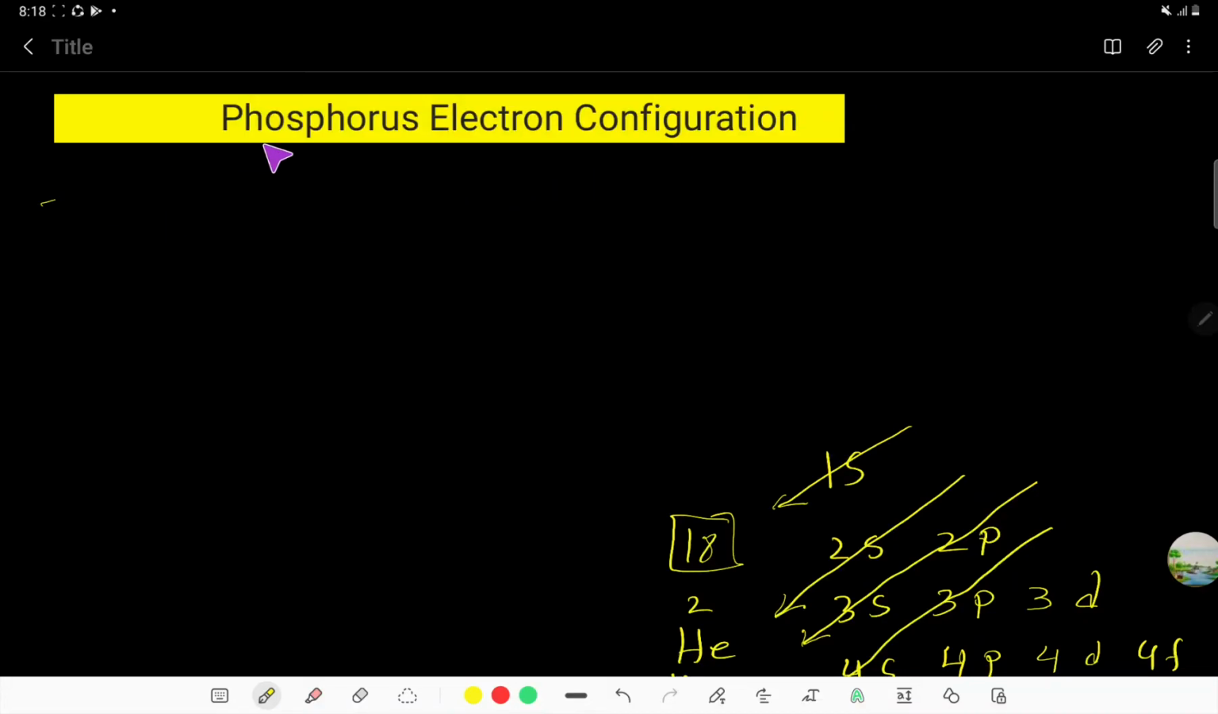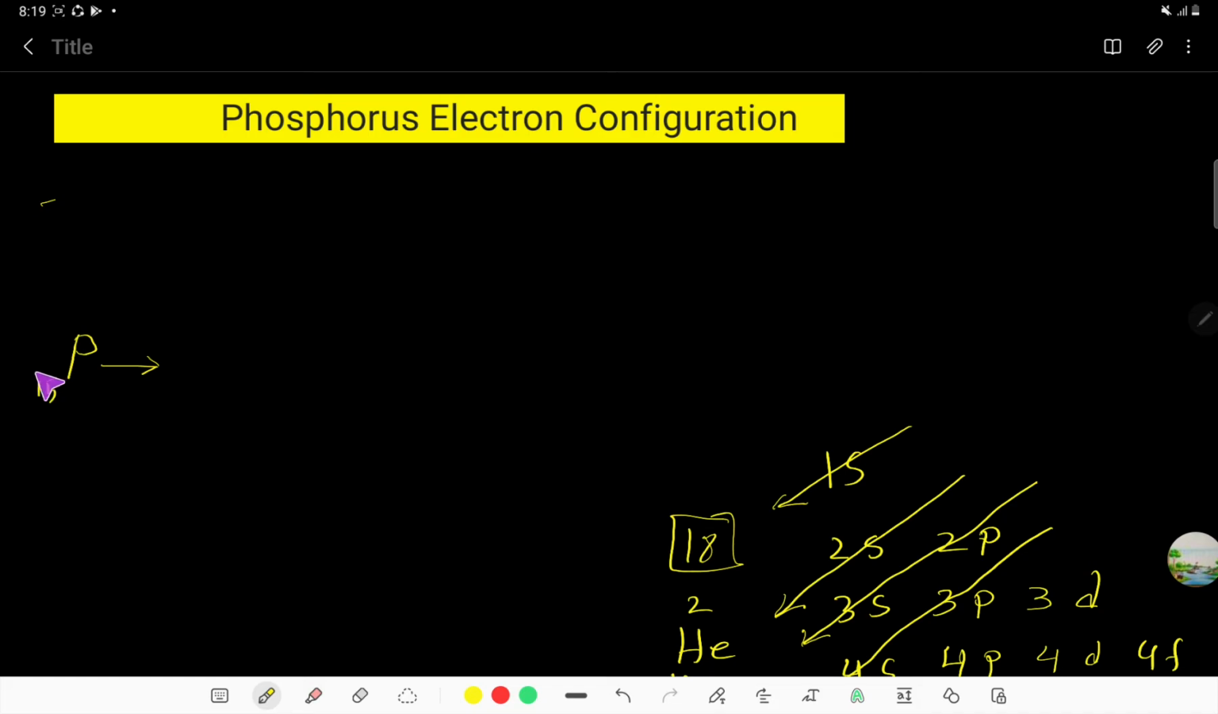In this video, I will show you how to write the phosphorus electron configuration in a few seconds. So look, phosphorus is an element, right? Its atomic number is 15. Its atomic number 15 means it has 15 electrons.